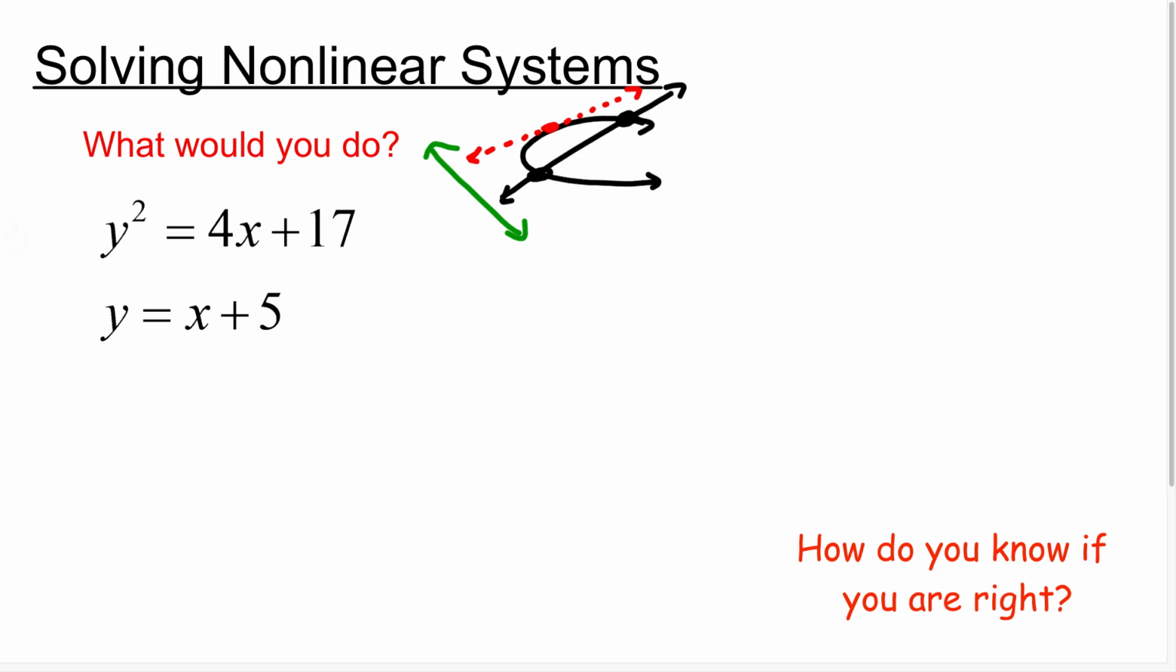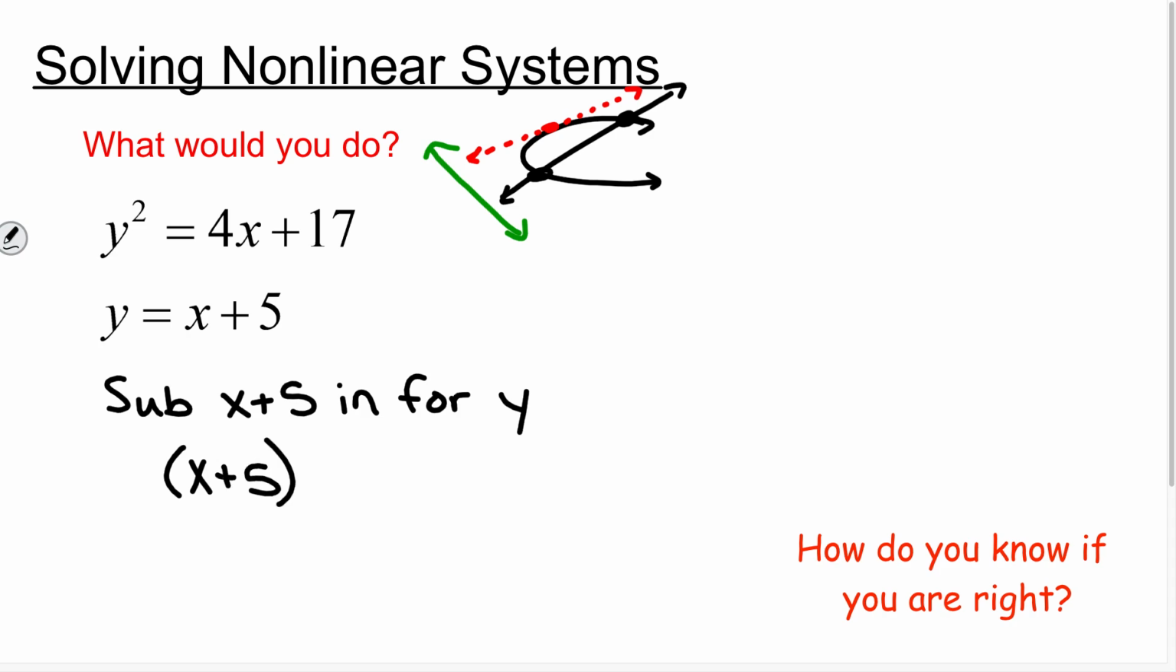What methods do you have to solve systems? Substitution and elimination. Either one will work. What do you feel inclined to do looking at those two equations? Substitution. Yeah, I think that's great because you know that y is equal to x plus 5, so make the substitution. Sub x plus 5 in for y. So that'll be x plus 5 quantity squared equals 4x plus 17.